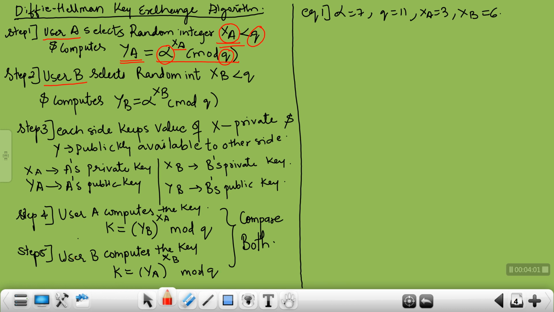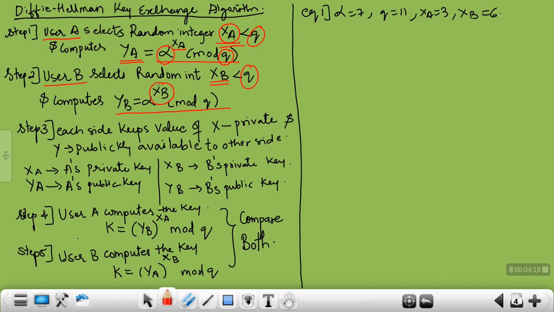So using his private key XA, he is going to generate a public key. Similarly, user B will also take its private key XB, which is definitely less than Q, and he will generate its own public key. The public key will be YB, that is nothing but alpha to XB mod Q.